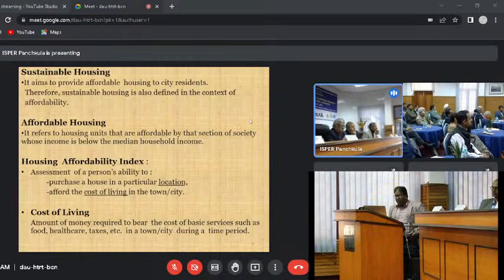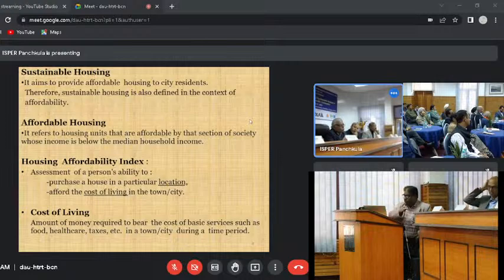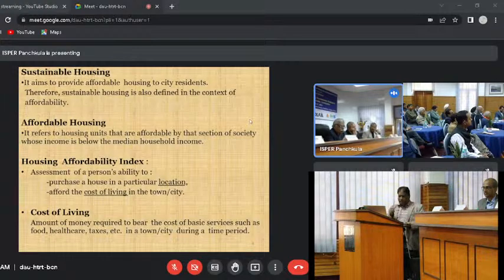Once we talk about affordable housing, there is another terminology used, the housing affordability index. What is that? It is the assessment of a person's ability to purchase a house in a particular location. I can purchase a house in Chandigarh, or in Panchkula also. But the important thing is whether I can afford the cost of living in the town and city. Can I really afford the cost of living in the city of Chennai compared to Panchkula? That factor is very important, because the cost of living is always related to the cost of basic services like food, healthcare, taxes, and other things you are bearing.